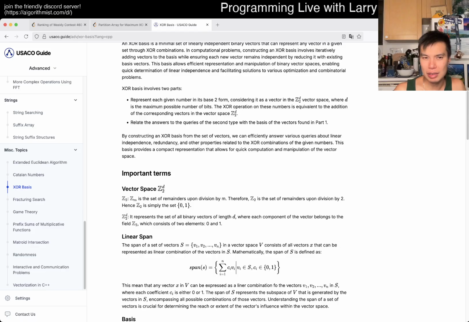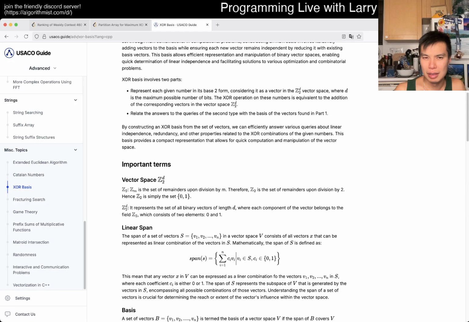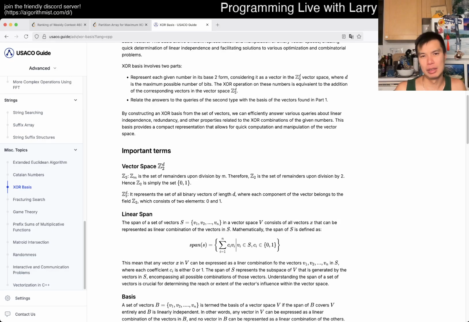Where D is the maximum possible number of bits. That's fine. Yeah, the XOR is the addition of the corresponding vectors. Okay, that makes sense. Okay. I get what they're saying. I don't know how this relates to the problem yet. Right now I'm just trying to think, okay, if I'm using this as a black box, what does it mean, right?